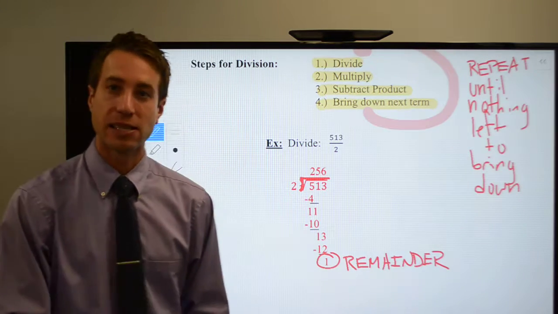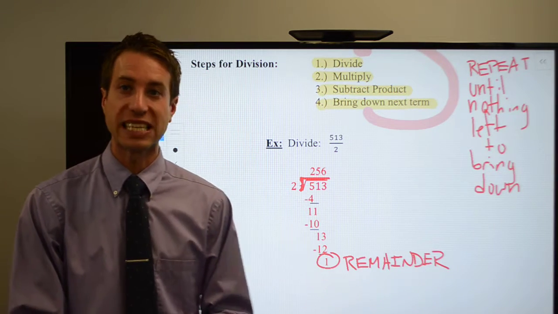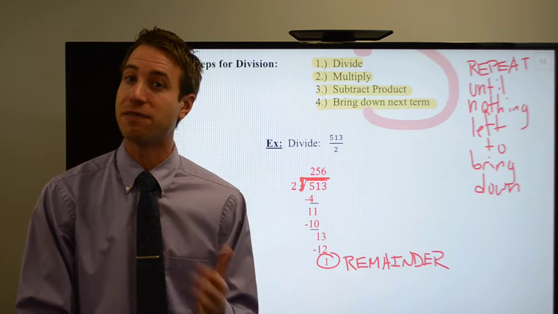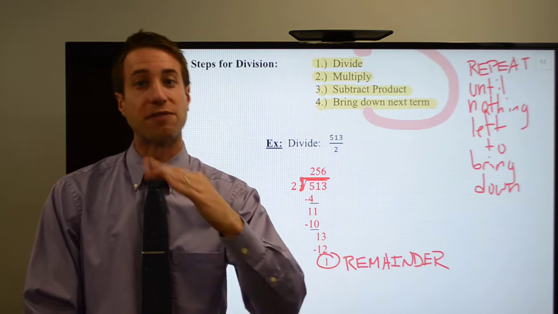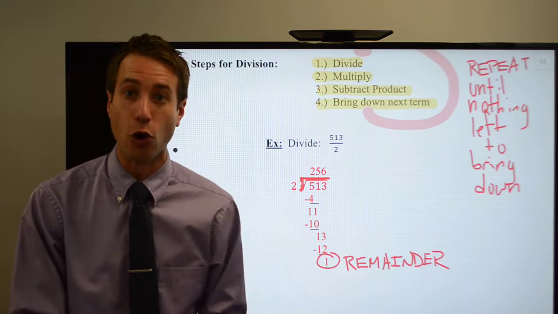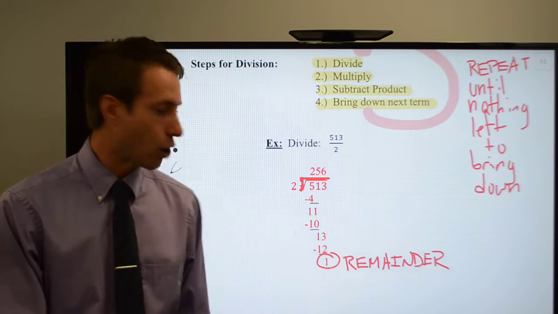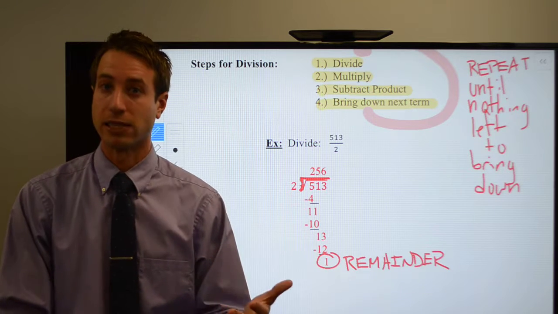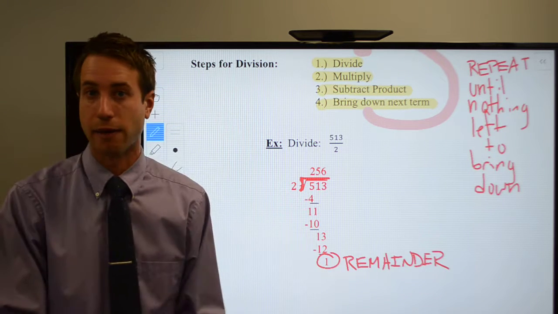What this means is that 513 is not evenly divisible by 2. You can divide 513 by 2, but you're going to wind up with a little bit left over. Well, what's the little bit left over? In this case, it's a 1. You have 1 left over.